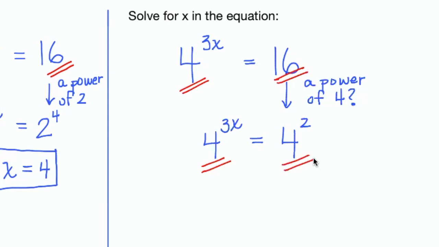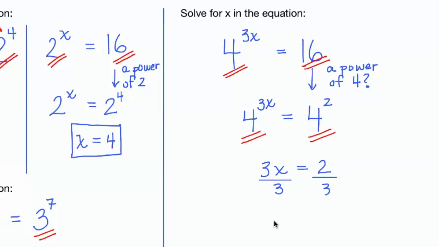Once they're the same, we can ignore the bases, set the exponents equal to each other, and solve this equation for x. Now this is 3 times x, so the opposite operation would be to do division by 3 on both sides, and that gives us a fractional answer, 2/3. There's no reason that you need to go and get a decimal equivalent of this unless my math lab asks you, so just read very carefully when they say what format to give the answers in.